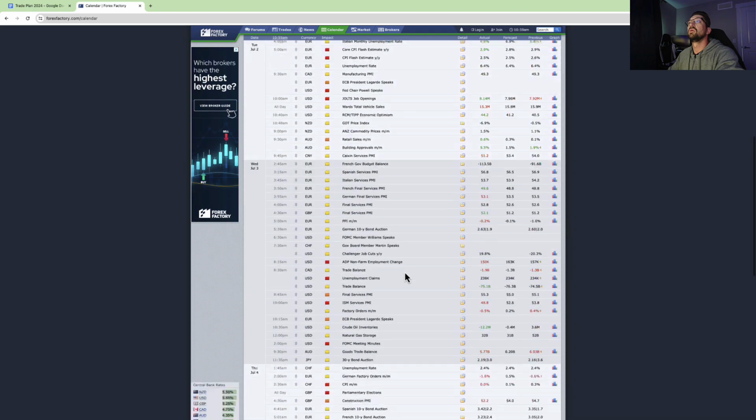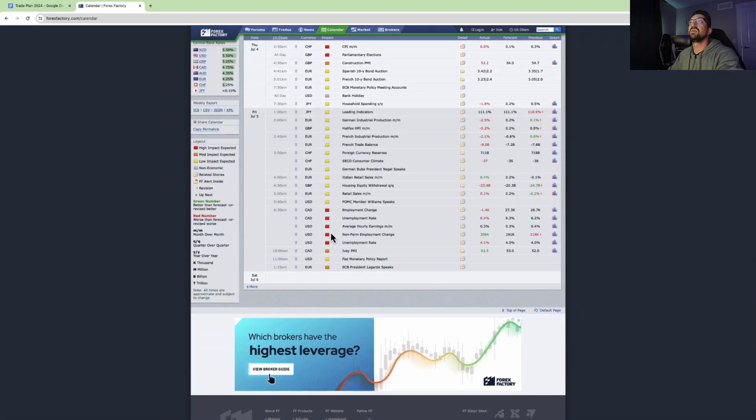So NFP, you could see this came out better than expected. This came out worse. What this does is create a mixed data report. So what I like to see is both of these numbers red, or both of these numbers green, or if one is red and one is green, I want to see one way higher than expectation.